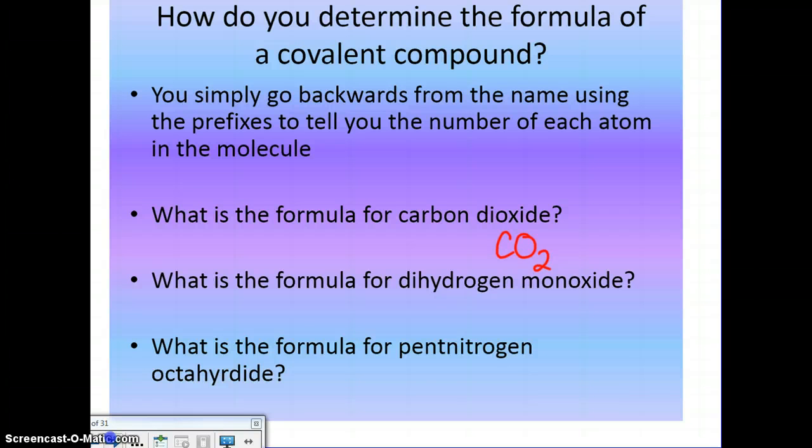All right, what's the formula for dihydrogen monoxide? Well, we have hydrogen, so that's H, and it's di, so that's H2, and then monoxide, so we have 1 oxygen, so H2O, very common again. All right, and the last one, pentanitrogen octahydride. So nitrogen, and it has penta, which is 5, and then octahydride, hydride is hydrogen, and there are 8 of them, so N5H8.